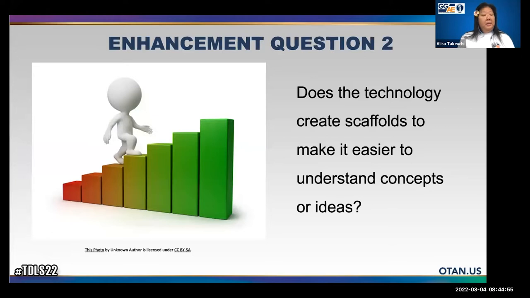Question two, does the technology create scaffolds to make it easier to understand concepts or ideas? As it was stated in the previous slide, scaffolds are meant as stepping stones for students to gradually master a concept, not add more complexity to an already unknown topic. If the specific content is not mastered by the students with deeper understanding, more scaffolding is needed. But again, not just for the sake of doing more, it's to give students different opportunities to practice before moving on.